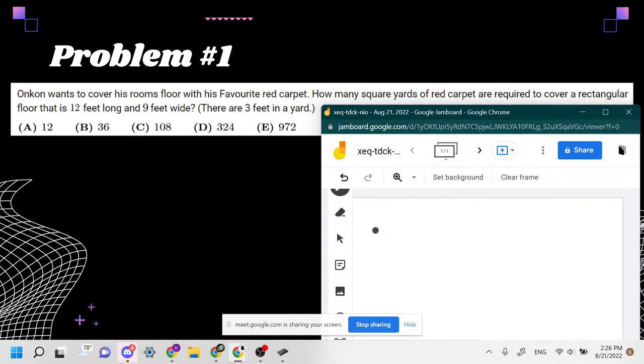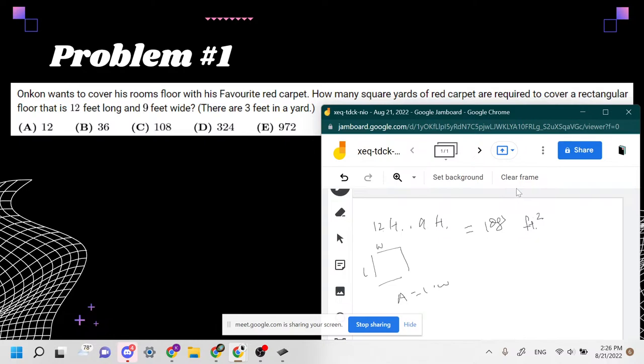Okay, so, his favorite red carpet. First, we're given that the floor is 12 feet long and 9 feet wide, right? So it's 12 feet times 9 feet, because the area of a rectangle is just length times width. Right, so then we do the quick calculation, that's 108 square feet. I'm not sure if you're familiar with this notation, but usually when we say squared, we just put the exponent of 2. So you are familiar with that.